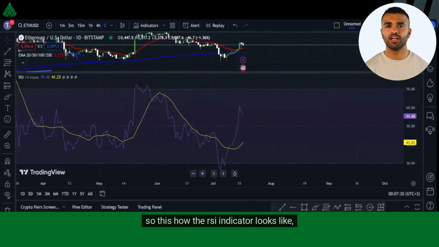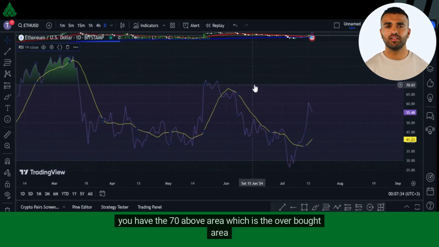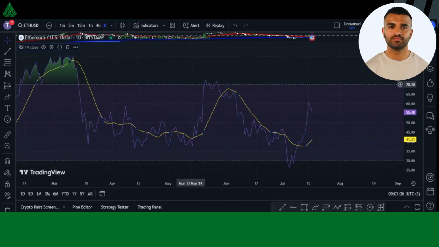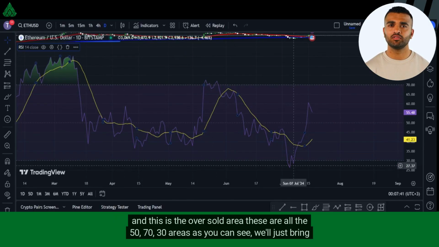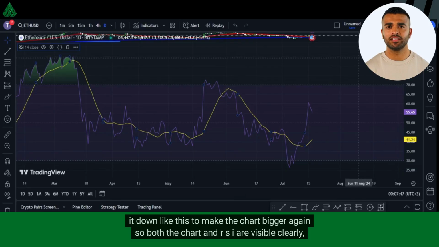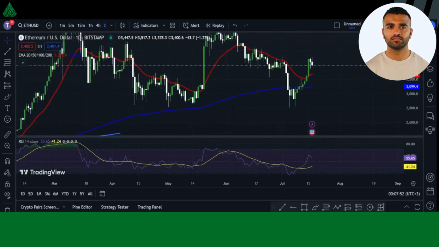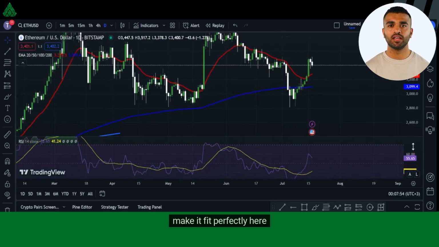So this is how the RSI indicator looks. You have the 70 and above area, which is the overbought area, and this is the oversold area. These are all the 50, 70, 30 areas, as you can see. We'll just bring it down like this to make the chart bigger again, so both the chart and RSI are visible clearly. Make it fit perfectly here.